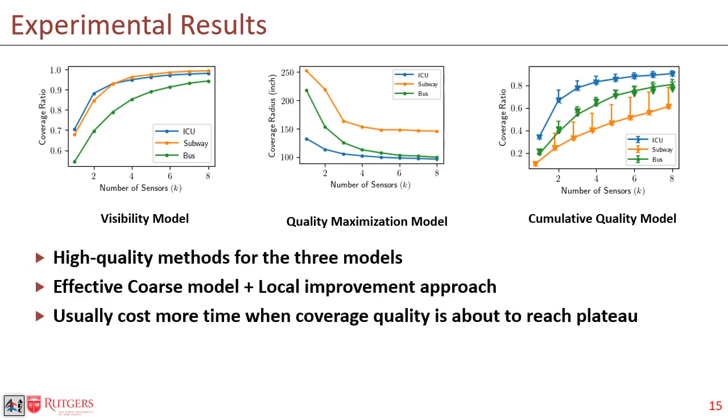So, in these experiments, we showed that our methods have high quality and normally low optimality gap in the three models, and demonstrated the effectiveness of the cost model plus local improvement approach in these cases. We also observed that it normally will cost more time when the coverage quality is about to reach the plateau.